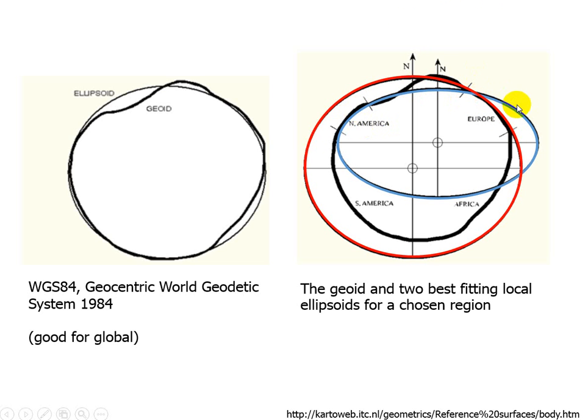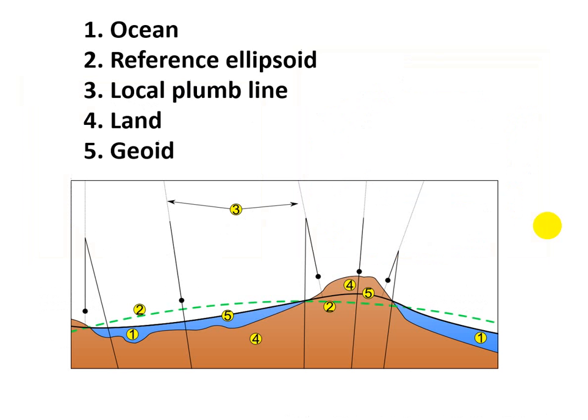Whereas the blue guy is doing a terrible job in Europe, nice job in North America, horrible job in Africa, right? And so this is why we have different ellipsoids or spheroids. Because of the distribution of mass around the world, which is unequal, different ellipsoids will do a different and better job in some places than others.